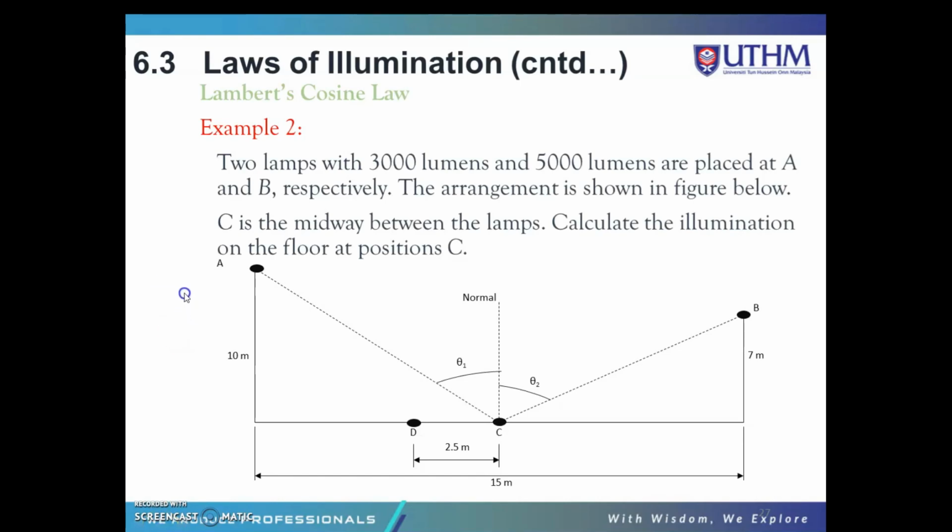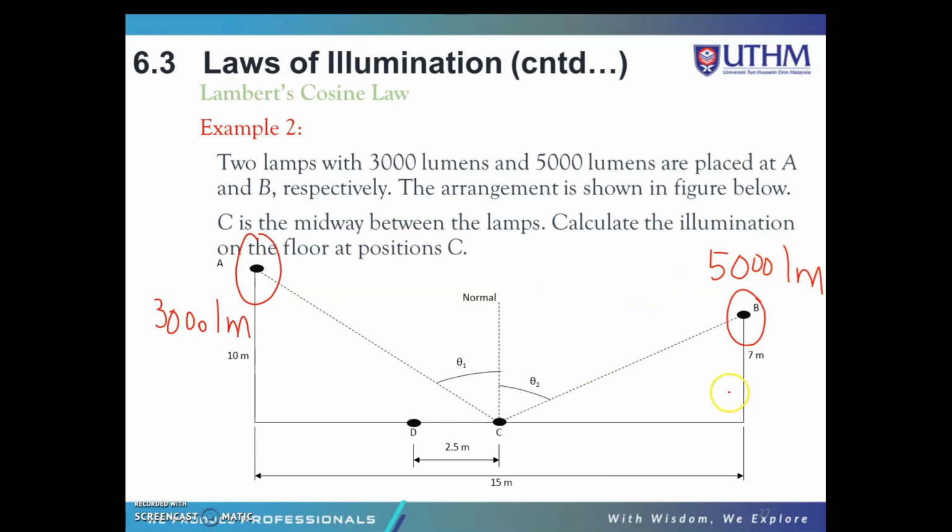Okay, we look at example 2 for Lambert's cosine law. Now we have two lamps, with 3000 lumens and 5000 lumens, placed at A and B respectively. So here we have A and here B. This first lamp is 3000 lumens, and the second one, B, is 5000 lumens. The arrangement is shown in the figure below.